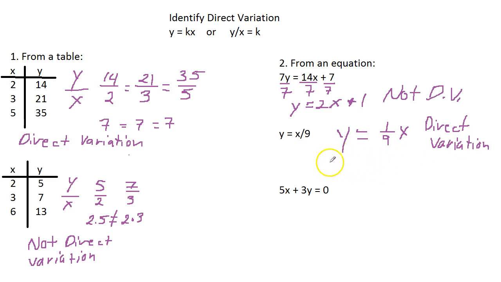And different times you'll be asked to identify your constant of variation when you found direct variation. So here, k would equal 1/9. And in this problem, k would equal 7.